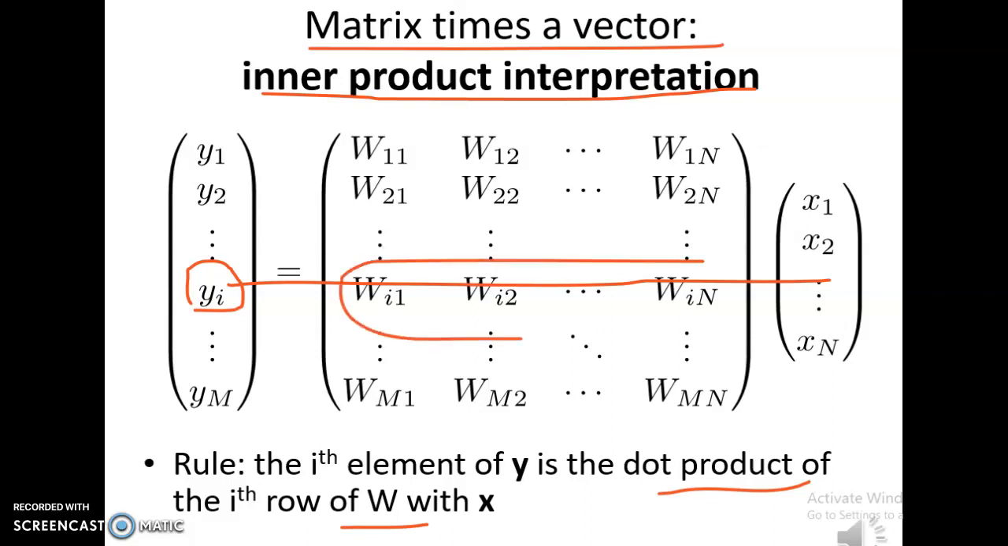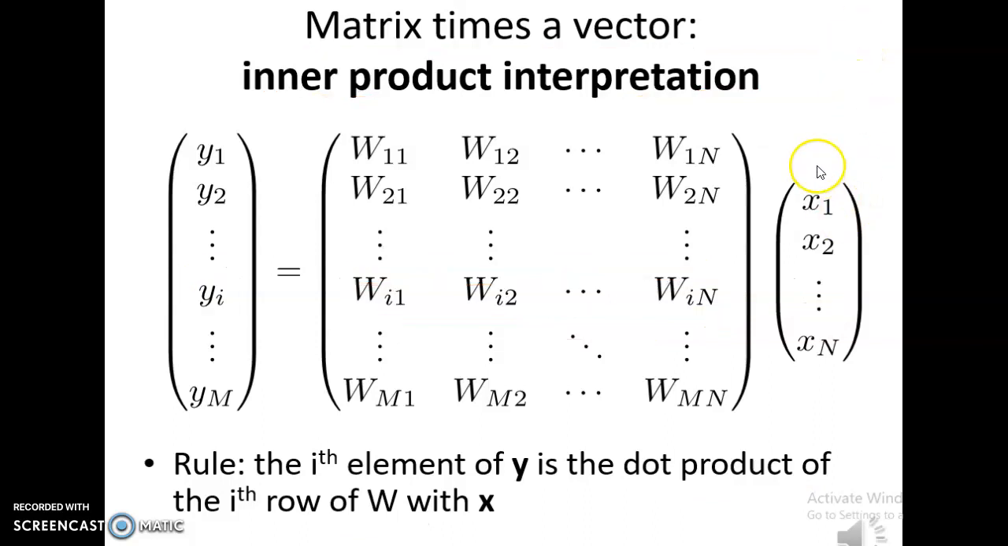Rule: the ith element of y is the dot product of the ith row of W with x. Y's ith element comes from the ith row.